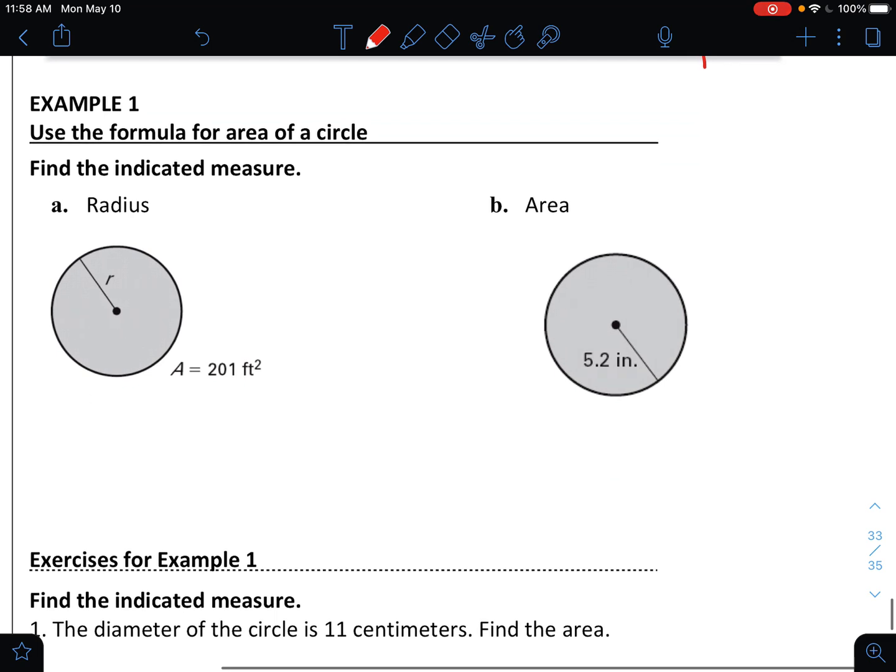So let's take a look at these first couple examples. We are going to use the formula for area of a circle. So we are going to, number one, calculate radius. So I'm given the area here. So I always begin with my formula. So A equals pi r squared. I know what A is. So 201 equals pi times r squared.